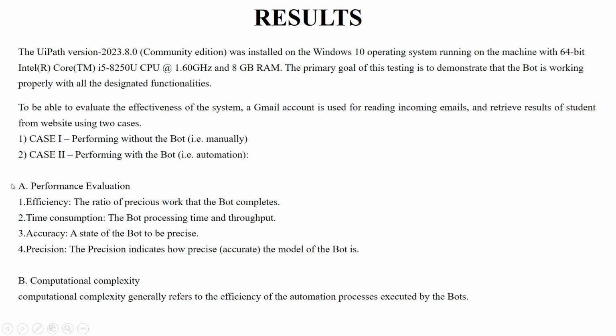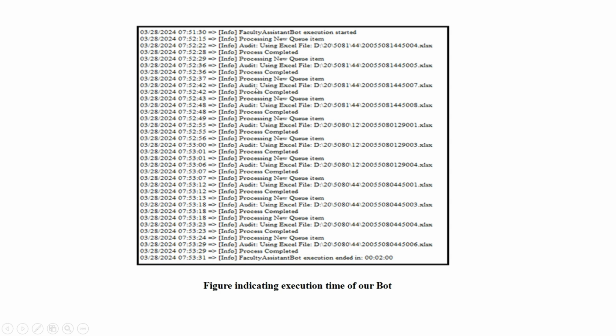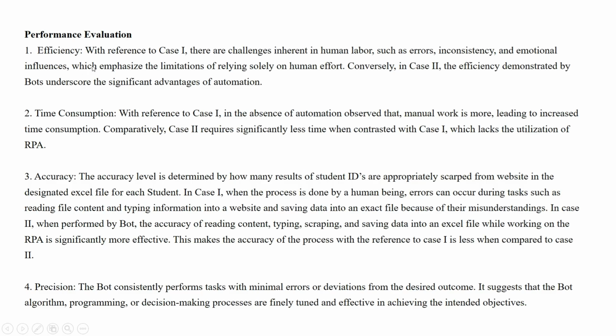I have taken two patterns for this: performance evaluation and computational complexity. In the performance evaluation I have taken efficiency, time consumption, accuracy, and precision. This is a screenshot of the whole executed bot. It executed the bot in just 2 minutes, which shows how efficient the bot is. Performance evaluation with reference to case one, when done manually, has challenges. A person can make a mistake, there is inconsistency, and there can be emotional influences.